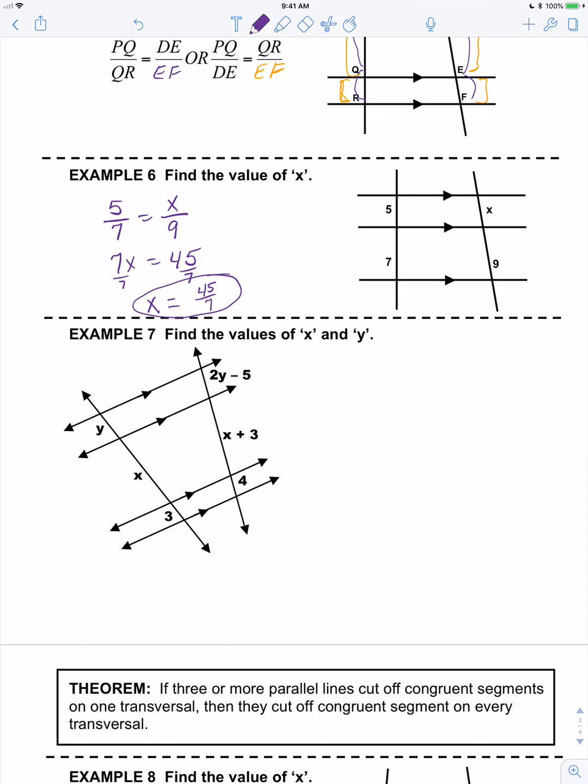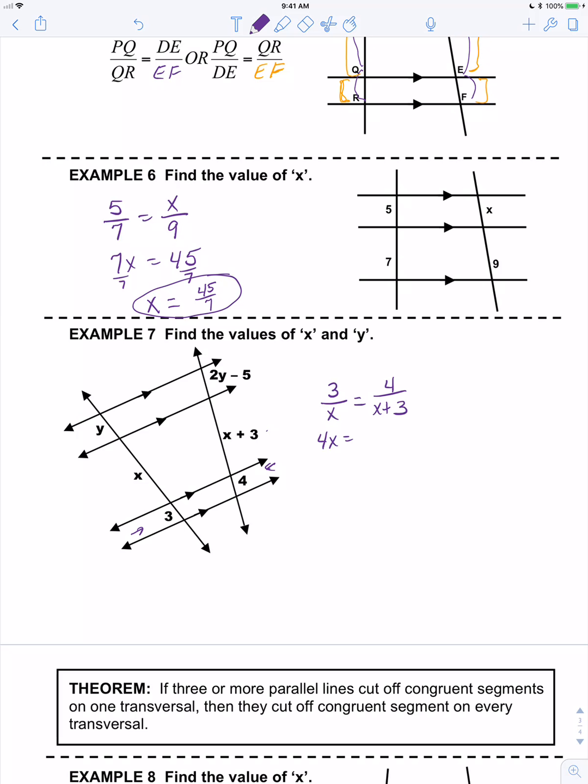So the next one, we know we can set these up also. So first we're going to have to solve for the x. So 3 is to x as 4 is to x plus 3. Always make sure you start with the information that you have first. You can't set this x to the y and the x plus 3 to the 2y minus 5. That gives you two variables and you can't solve for that.